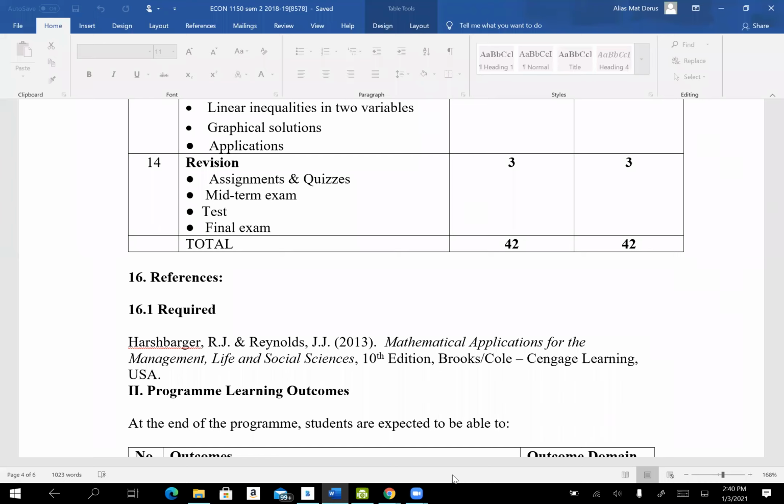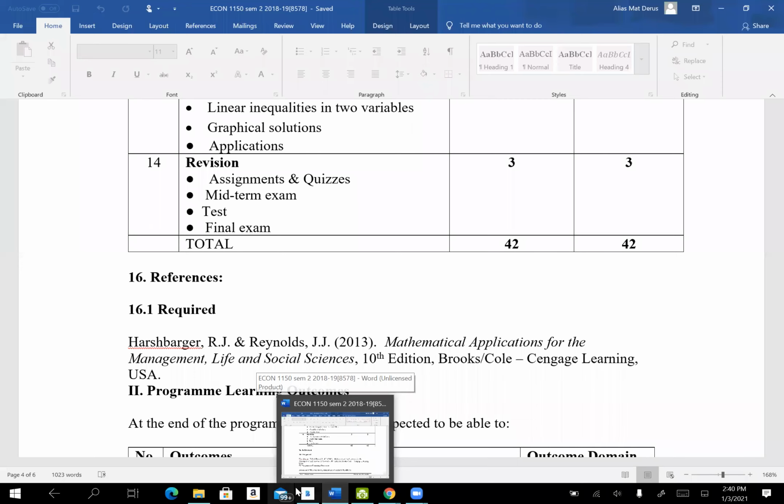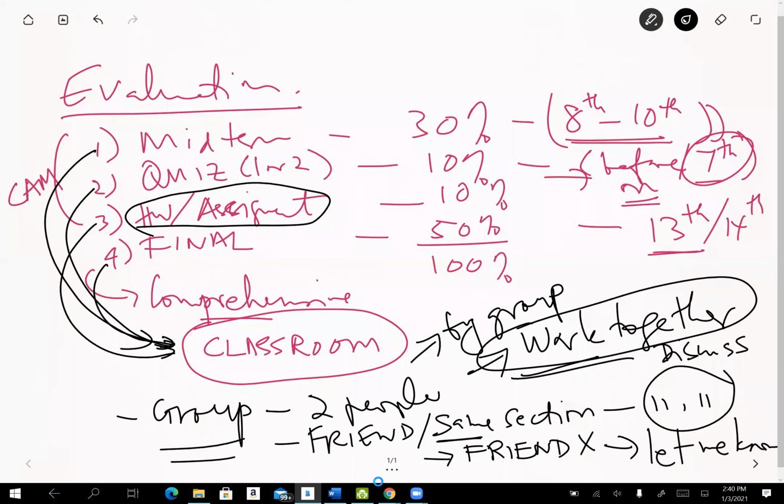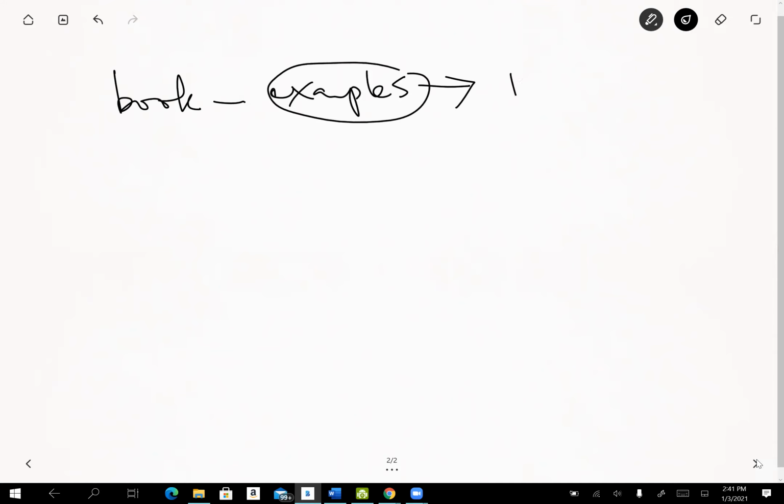The book is important because I'm going to use it as our main reference. I think now you just get the ebook. That is the simplest way. Why is the book important? Because there are so many examples in the book that I will discuss in the class. So the examples are important. And of course, the homework questions are from the book. So please get the books.